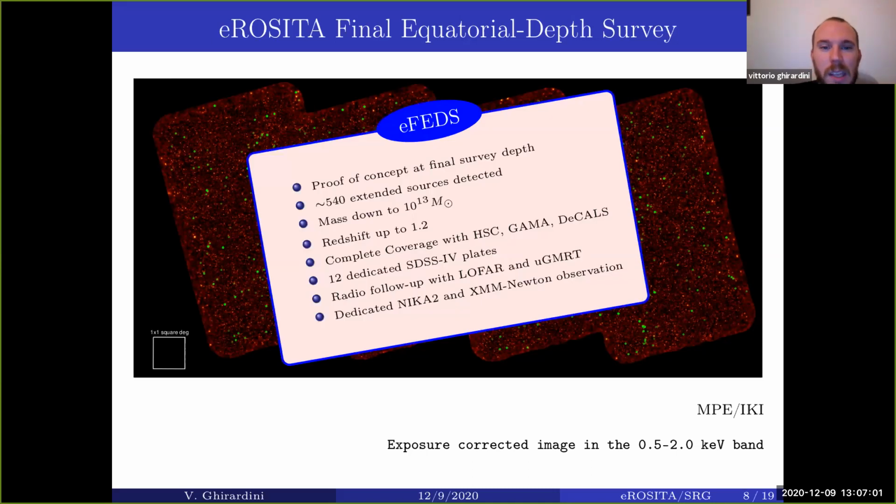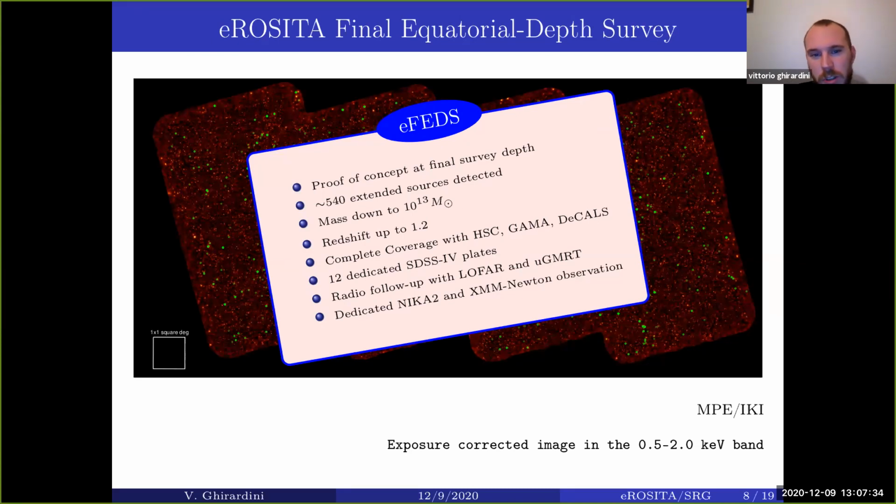But in detail, this field, eFEDS, is just a proof of concept of the final depth of the eROSITA survey, so after the 8th scan. And in this field, we have found a lot of clusters, a lot of extended sources, about 540 sources. When we estimate the masses for these sources, we see that we can go down to 10^13 solar masses as expected. And in redshift, we can go up to a redshift of 1.2, 1.3.